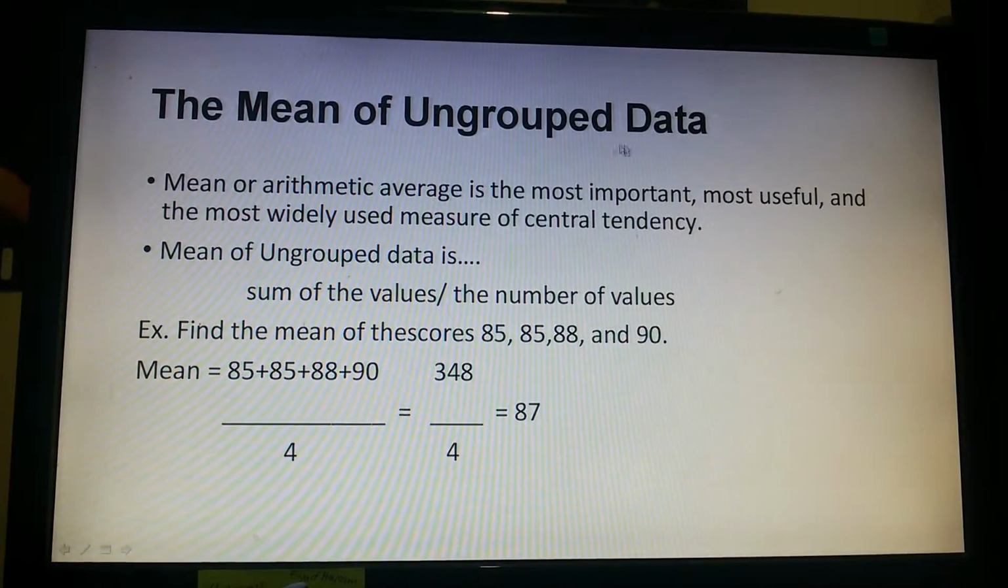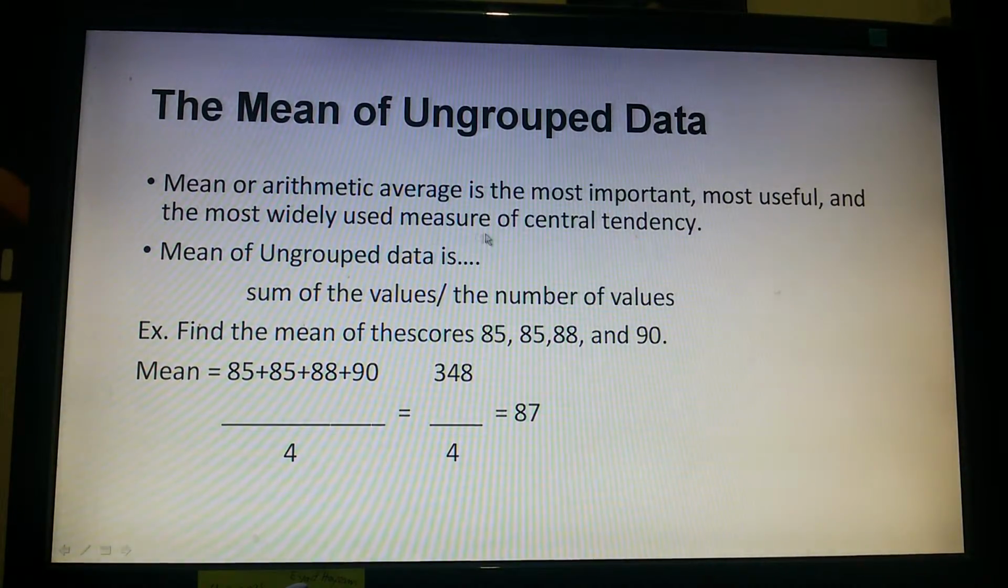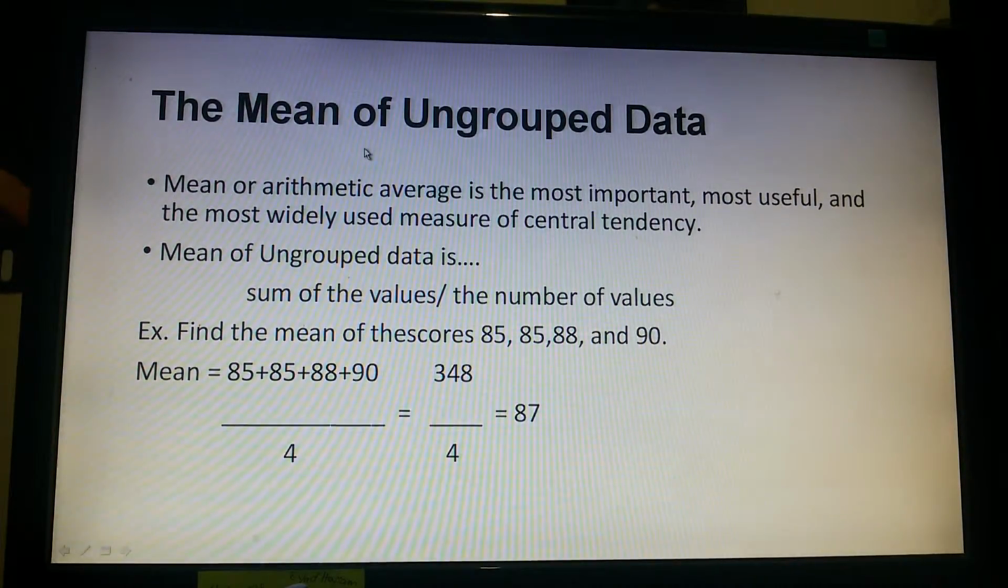So the mean of ungrouped data. Mean or arithmetic average is the most important, most useful, and the most widely used measure of central tendency. Take note that for this mean, we are still not using a graph or a chart since it's ungrouped. So the mean of ungrouped data is the sum of the values over the number of values.